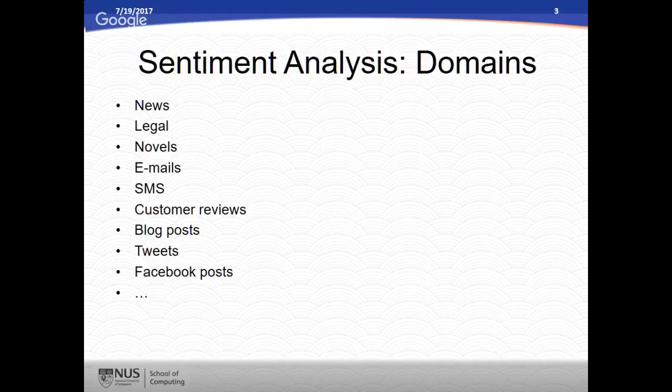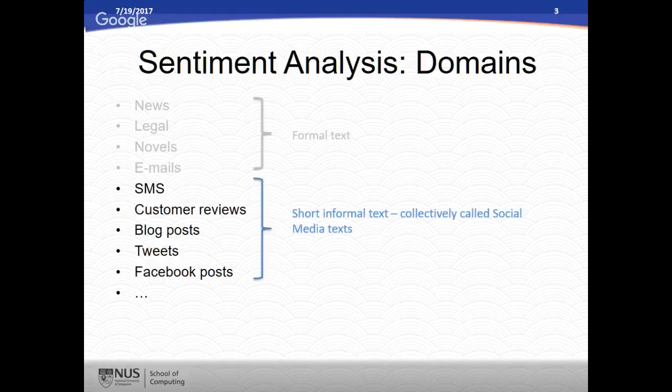Moving ahead, there are several domains where this could be applicable. For example, the upper part of this list comprises formal text from formal domains, where the English is very clear and the words are mostly coming from the English dictionary. In this talk, we're going to focus on the lower part of the spectrum, which is generated by common people. There is less structure in it, and the text is informal. They are collectively called social media text.